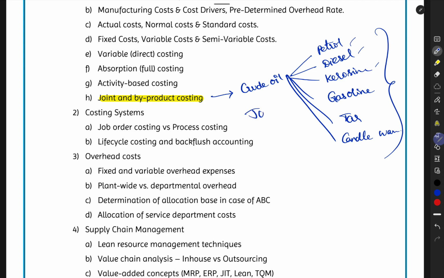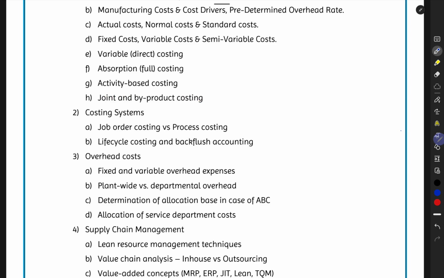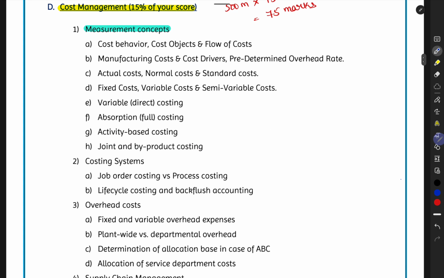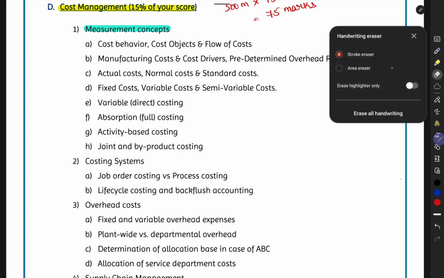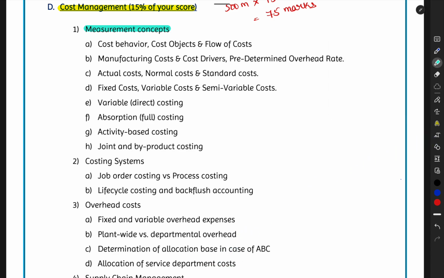Out of these joint products, you might have co-products and byproducts. Co-products are the important ones like petrol, kerosene, diesel. Byproducts are the ones with lesser value, maybe something like tar, candle wax, etc. Again, we'll discuss the details once we go into the topic. All right, so that is your first topic in Section D, cost management, which is measurement concepts, where we discuss various methods that we use to measure the cost per unit.